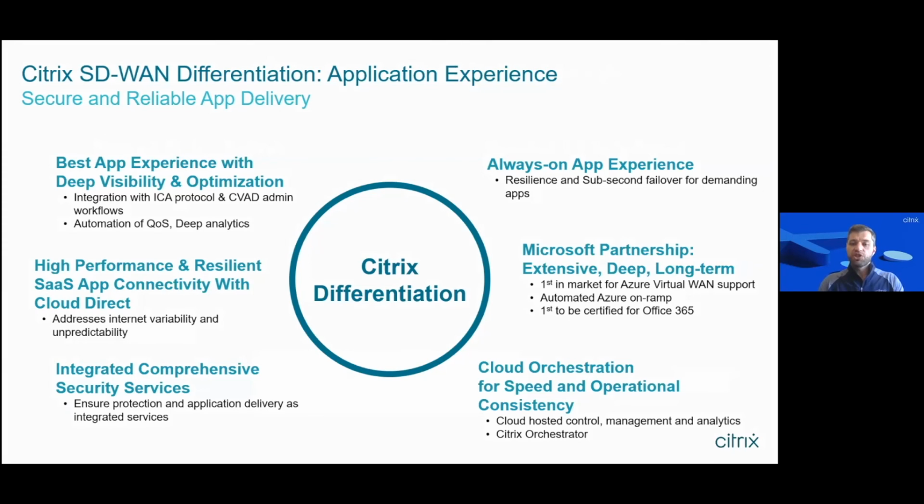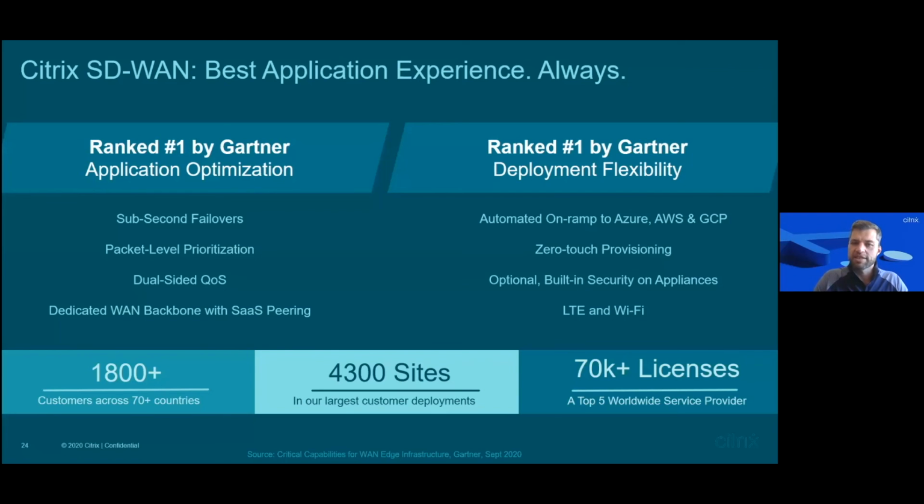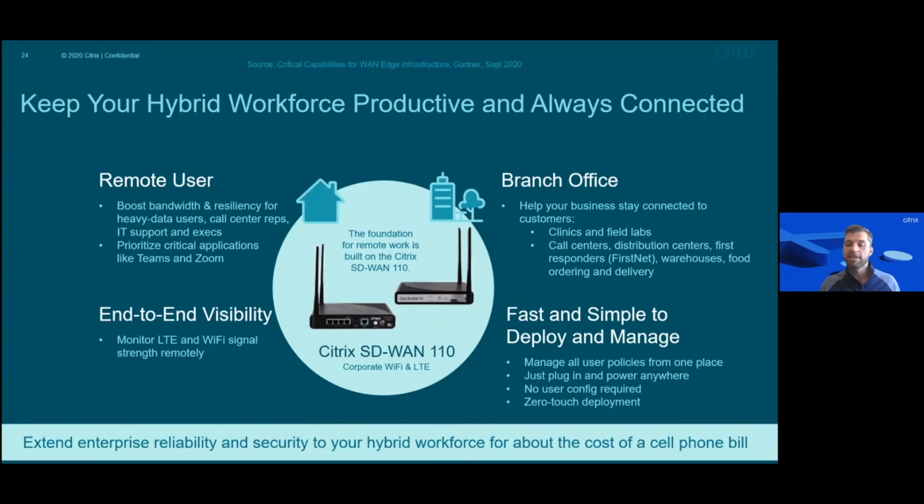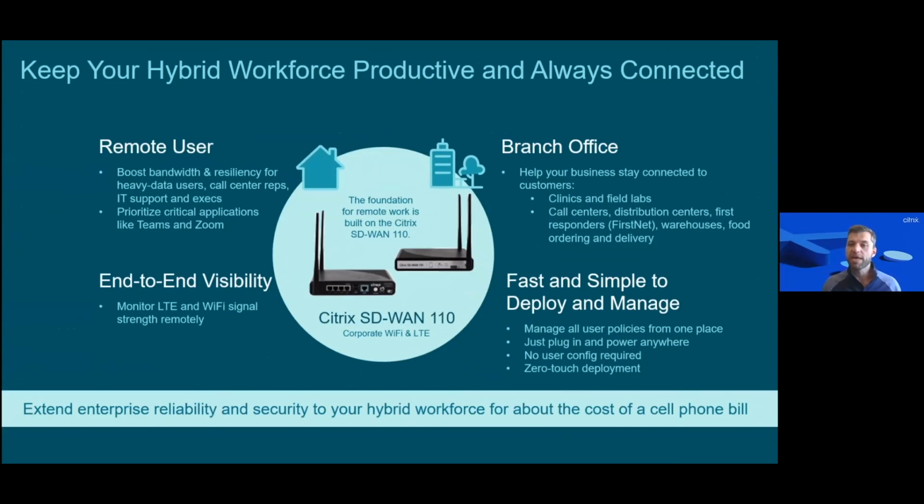And then faster and more consistent operational orchestration into the cloud. Our solution also is ranked by Gartner as number one for application optimization and deployment flexibility. We have over 1,800 customers in more than 70 countries, with our largest deployment running as much as 4,300 sites. We rank in the top 5 worldwide service providers with over 70,000 licenses. And the SD-WAN is equally suitable as a VPN replacement for workers, not just for those large enterprise data centers.